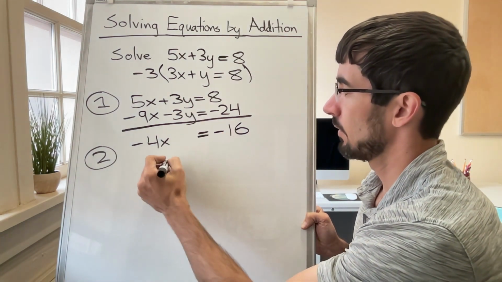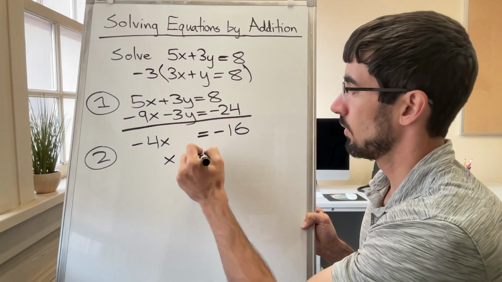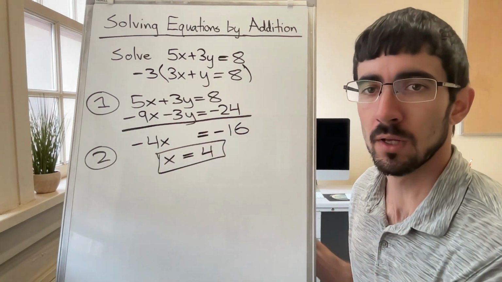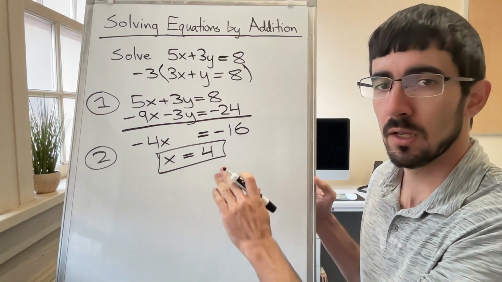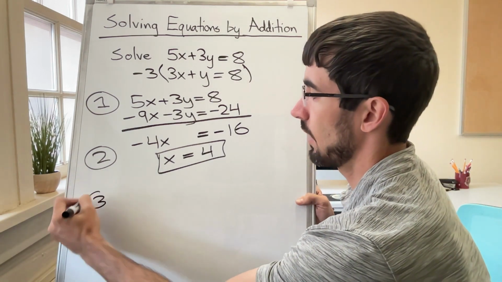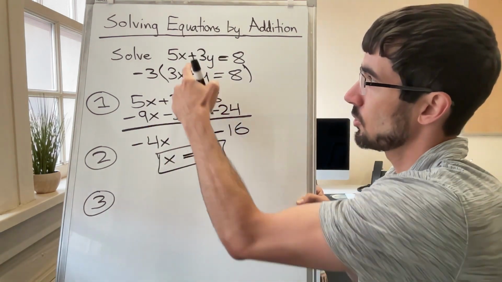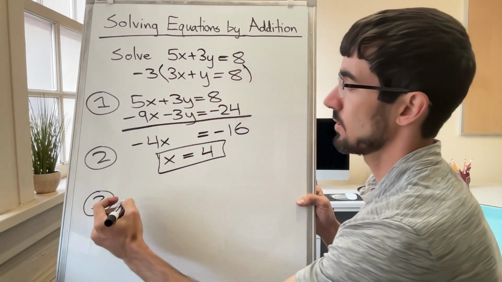Negative 4x equals negative 16. That means x equals positive 4. So x equals 4. We're halfway there to the solution. Step 3 is just taking that value and plugging it back in to one of the equations. I'll choose the first one, and we're going to solve for y.